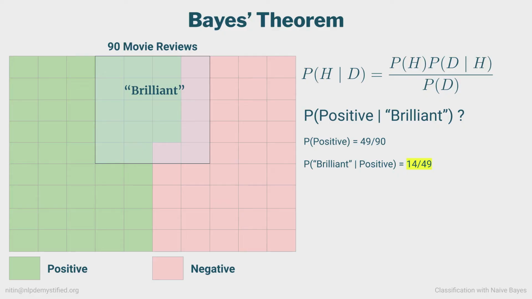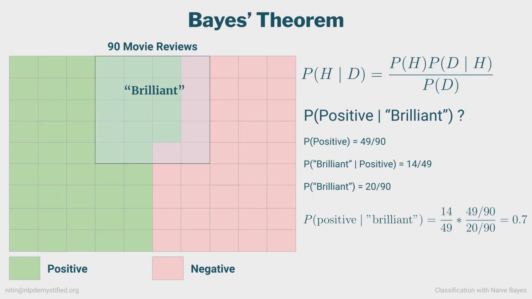There's something important to note here. Note how our probability space changes as new conditions are involved. In this case, the condition was positive reviews, so we operated in the space of only positive reviews. Finally, our normalizing constant is the probability of a movie review containing the word brilliant. In this case, there are no conditions, so we'll operate in the whole space of reviews, and it works out to 20 movies out of 90 containing the word. And if we work it all out according to the formula, the probability of a review being positive given it contains the word brilliant is 70%.